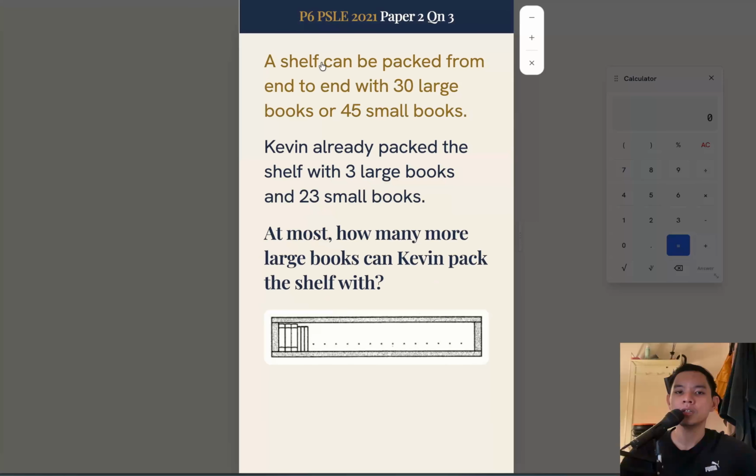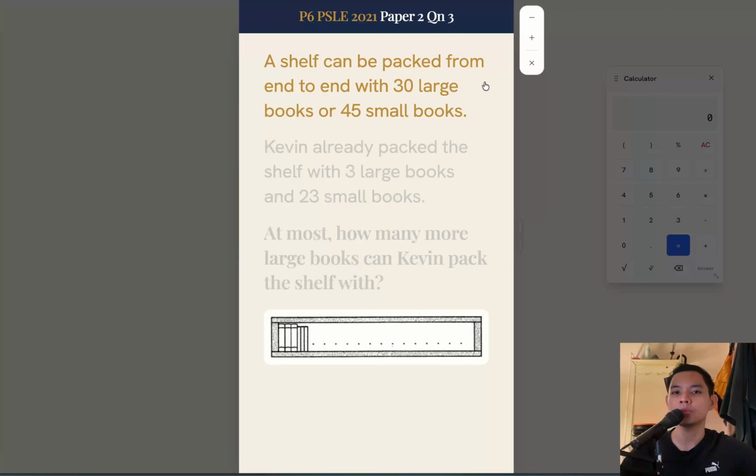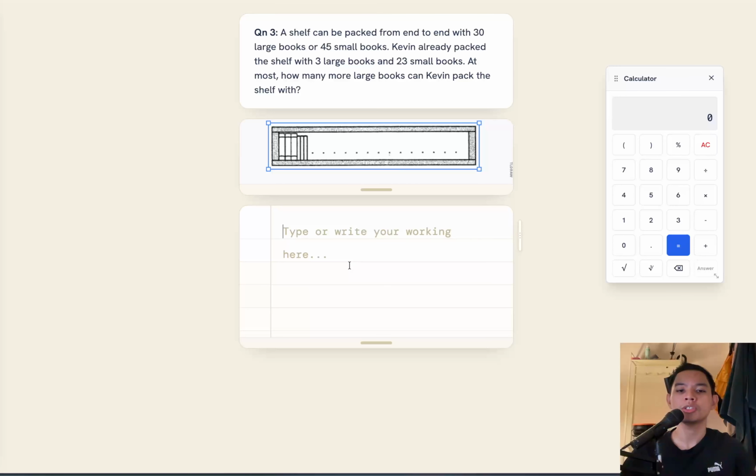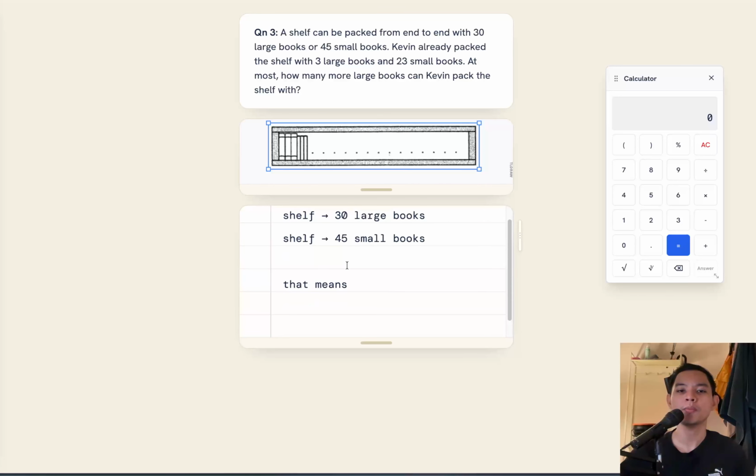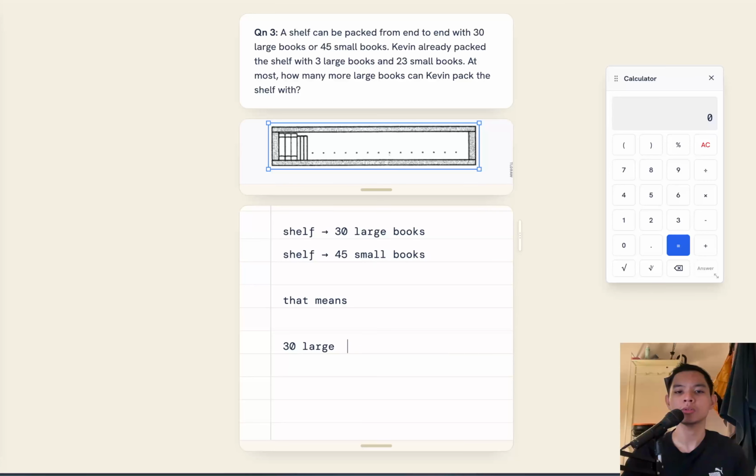Question 3. A shelf can be packed from end to end with 30 large books or 45 small books. Kevin has already packed the shelf with 3 large books and 23 small books. At most, how many more large books can Kevin pack on the shelf? So the shelf itself can hold 30 large books, and the shelf can also contain 45 small books. That means since the shelf is the same, 30 large is equal to 45 small.